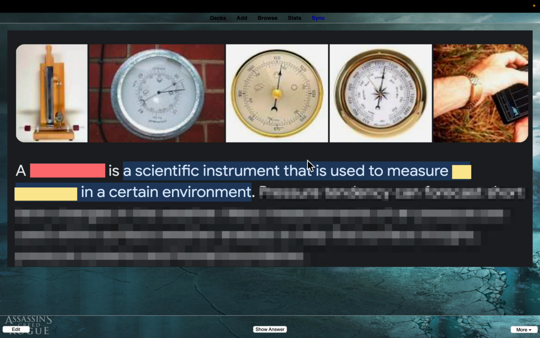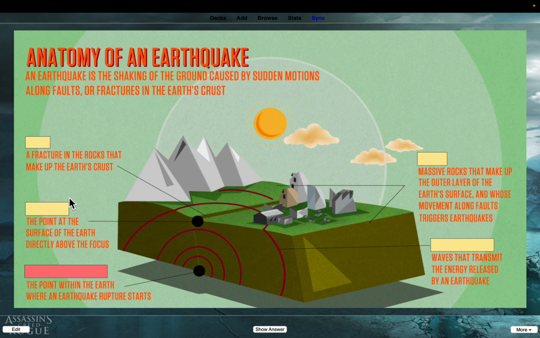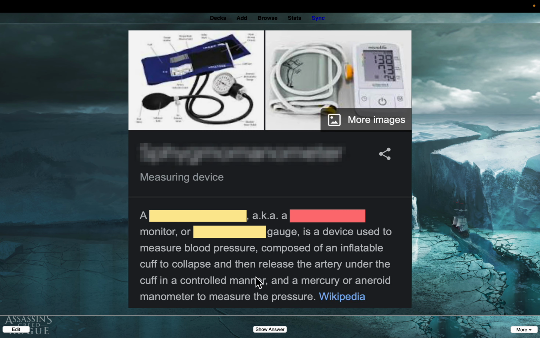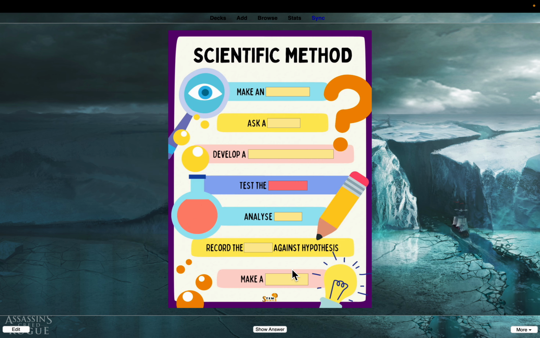I think this is a new flashcard. A barometer is a scientific instrument that is used to measure air pressure in a certain environment. Okay. Anemometer. Wind speed and wind pressure. Okay. Sphygmomanometer. Test the results. Prediction.